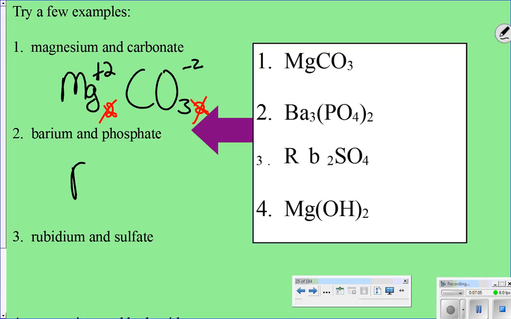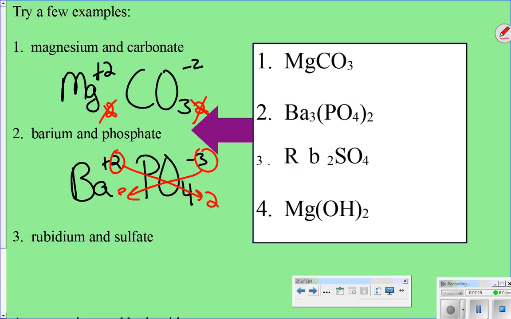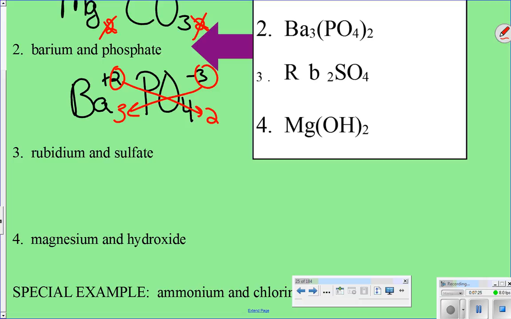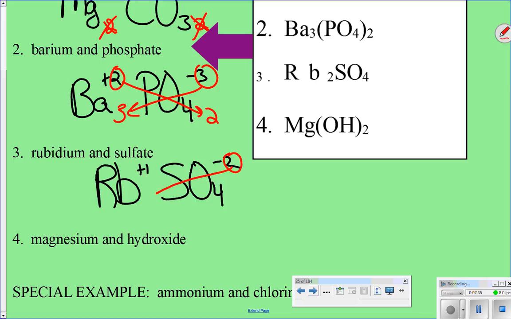Barium phosphate, barium's charge is +2. Phosphate's charge is -3. Putting that 2 there, putting that 3 there. So you're going to notice we wrote Ba3 and we put our PO4 in parentheses. That's really important. I don't know why my rubidium looks like that on my answer, but rubidium's charge is +1. Sulfate's charge is -2. So you're bringing down that 2 and putting it right there, and then the 1 comes down here. We don't need a parentheses with this one.